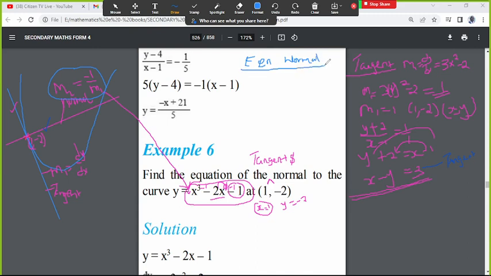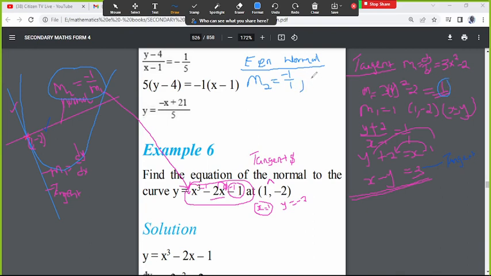Equation of the normal will be, we need M2. Where M2 is to change the sign and reciprocate. So negative 1 over 1, because our M1 was 1.